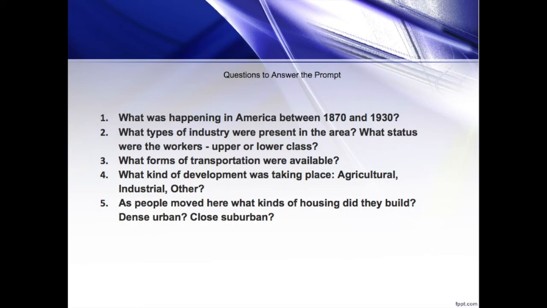Question of why people made the housing choices they did between 1870 and 1930, we first came up with a few questions that would help formulate an answer. What was happening in America between 1870 and 1930? What types of industry were present in the area? What forms of transportation were available? What kind of development was taking place? As people moved here, what kinds of housing did they build?